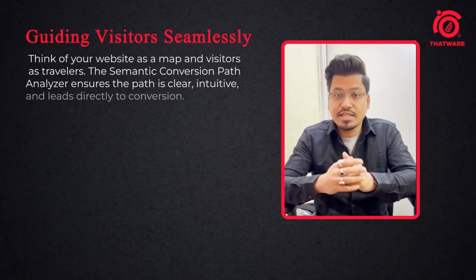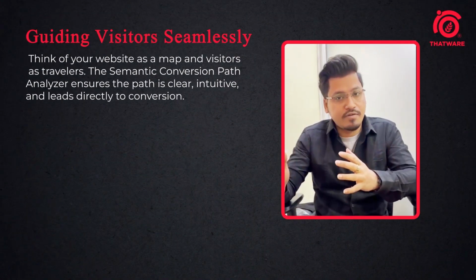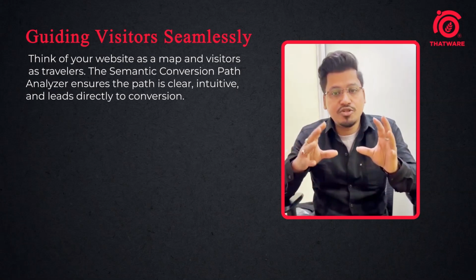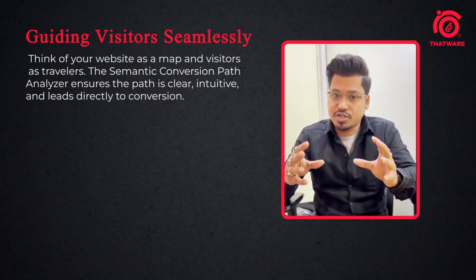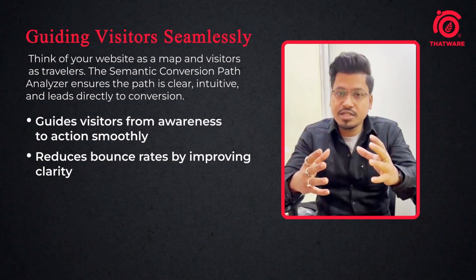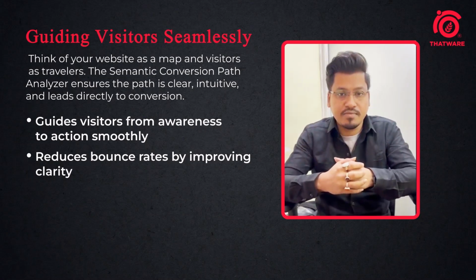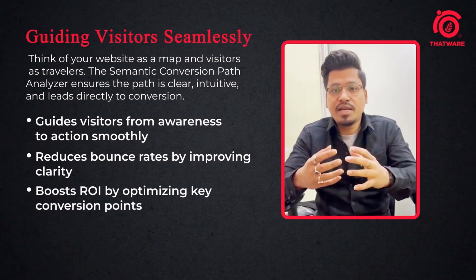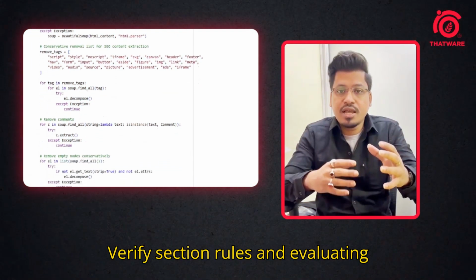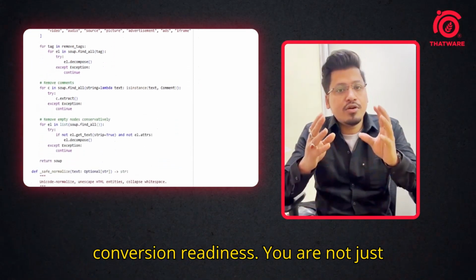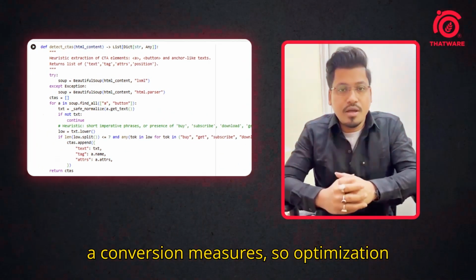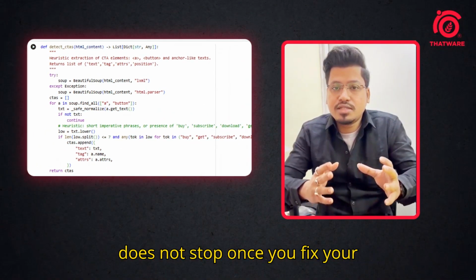Think of your website as a map and visitors as travelers. The semantic conversion path analyzer ensures the path is clear, intuitive, and leads directly to conversion. It guides visitors from awareness to action smoothly. It reduces bounce rates and improves clarity. It boosts ROI by optimizing key conversion points. By aligning content, clarifying section roles, and evaluating conversion readiness, you are not just improving your website, you are creating a conversion machine.